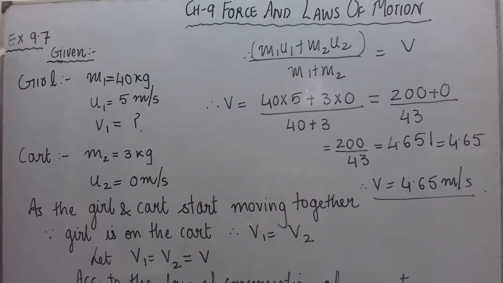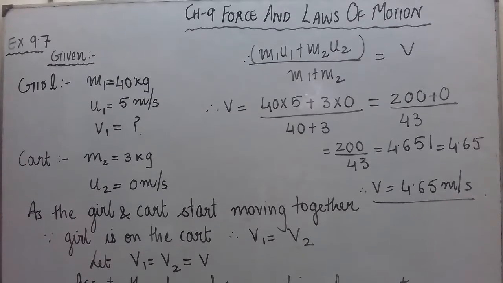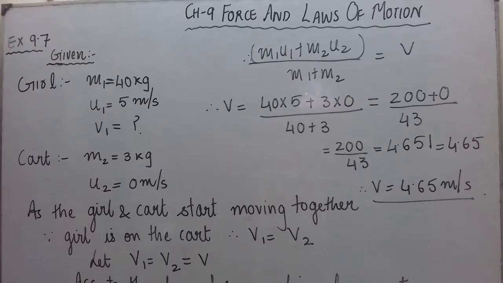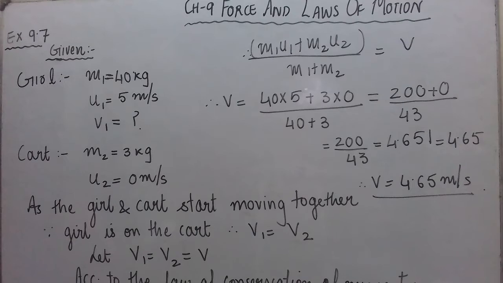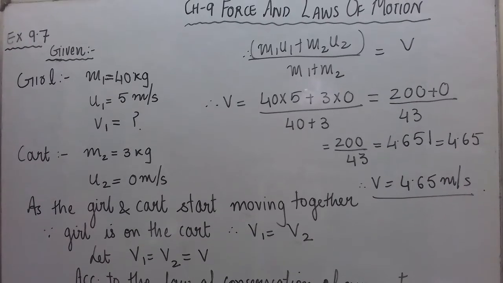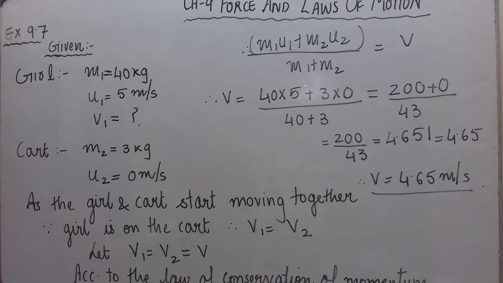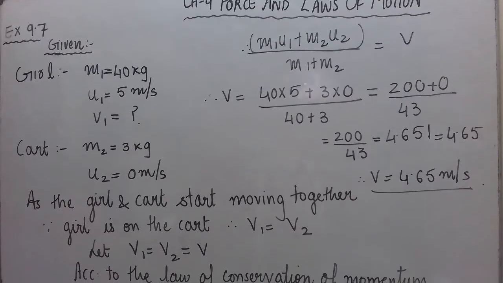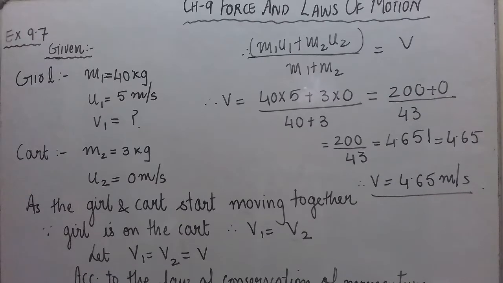So let us see now example 9.7. Here we have a girl of mass 40 kg who jumps with a horizontal velocity of 5 meters per second onto a stationary cart with frictionless wheels. The mass of the cart is 3 kg. What is her velocity as the cart starts moving? Assume that there is no external unbalanced force working in the horizontal direction.